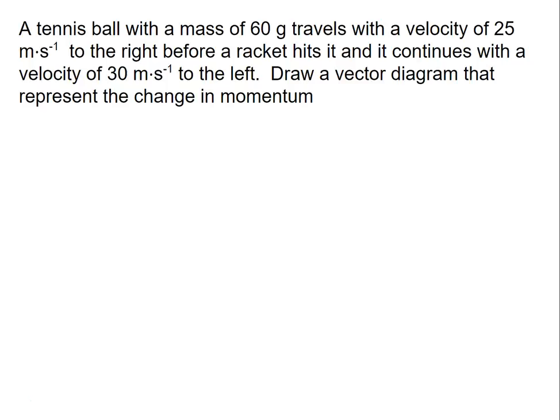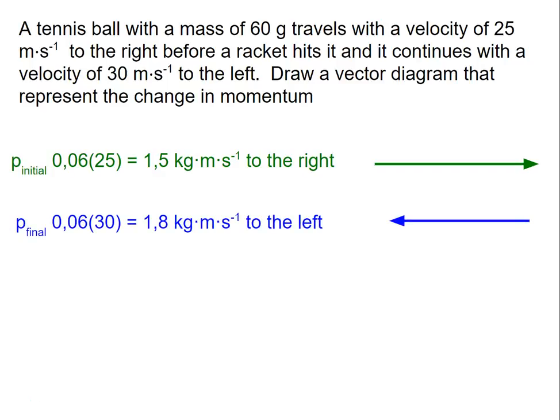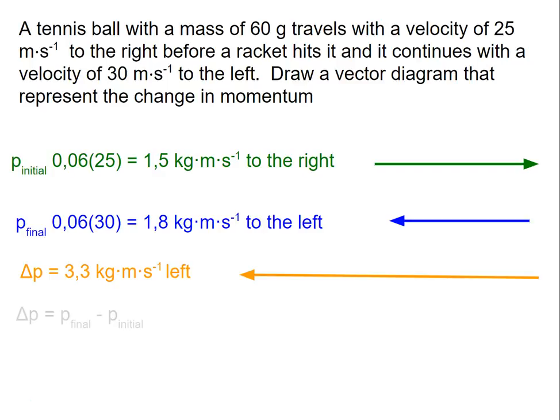So we're back with our tennis ball sum where we can calculate our initial momentum as 1.5 kilogram meters per second to the right. We calculate our final momentum, which is the mass times the final velocity, as 1.8 kilogram meters per second to the left. And then I can also calculate my change in momentum as final momentum minus initial momentum. And when I did the calculation previously, I found that to be 3.3 kilogram meters per second to the left. So there are my three vectors.